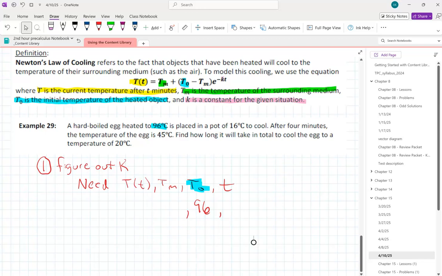Next, let's find the temperature of the medium. What is the temperature of the stuff the eggs are cooling in? 16, right? That's how cold the temperature of that pot of water is that we're cooling things in. Okay. What's the time, the future time that we're given? 4 minutes.